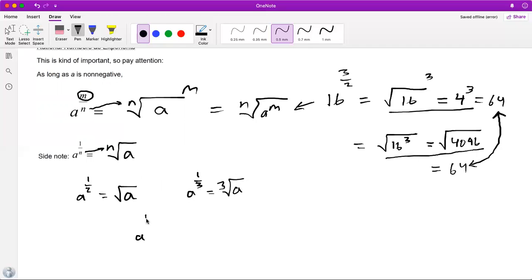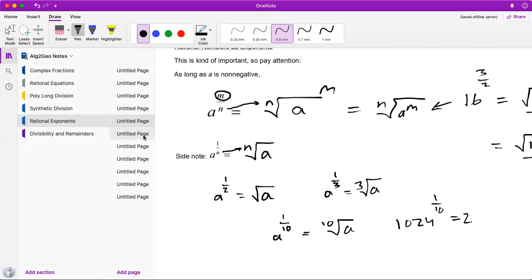I could do a to the 1 over anything. A to the 1/10 is the 10th root of a. So like we saw before, 1,024 to the 1/10 would be equal to 2, because the 10th root of 1,024 is 2. We saw that in the previous video. So this shows up a lot, the 1 over a number as an exponent, and that just means it's like a radical where the index is the denominator of the fraction. So that's kind of a special case only because it happens so often.